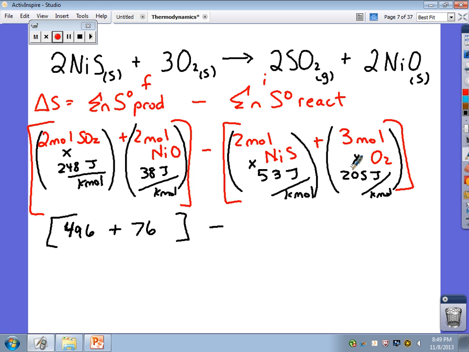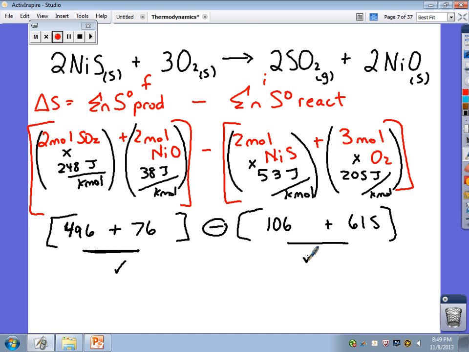And my numbers for this are 106 plus 615. Now, what's going to happen is I'm going to go ahead and subtract these. So this whole number, whatever I come up with for that, and this whole number are going to follow this math equation. So when I take this value here and subtract this value here from it, I come up with negative 149 joules per Kelvin. And that's because all these words mole cancel out.